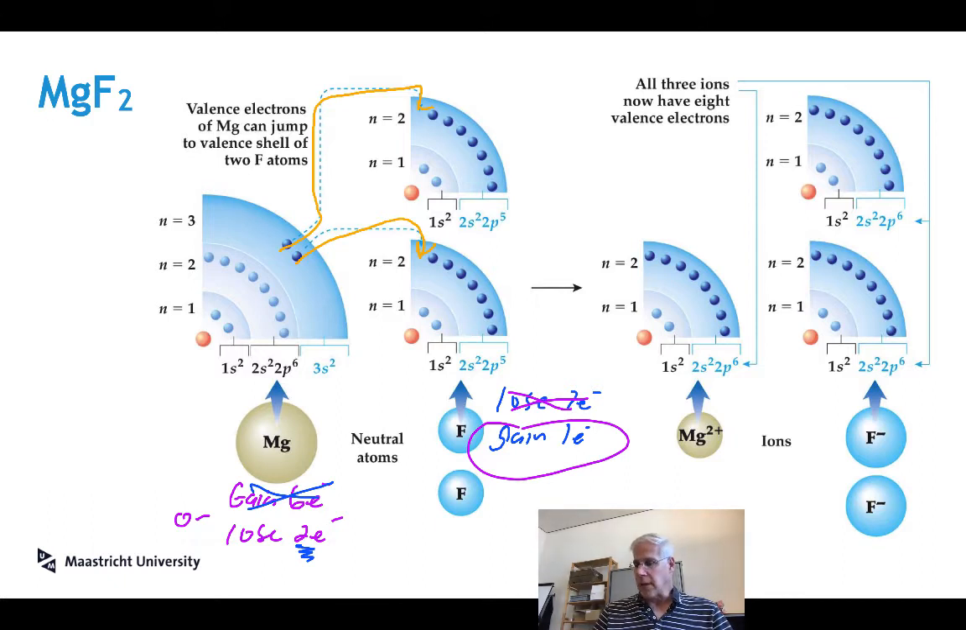And now we've got a magnesium 2+ ion because it lost 2 different electrons. And we've got 2 fluorine ions, each having gained 1 electron. And so now we've still balanced all our charges. We've still accounted for all of our electrons. And both magnesium and fluorine now have 8 valence electrons in their outer shell.